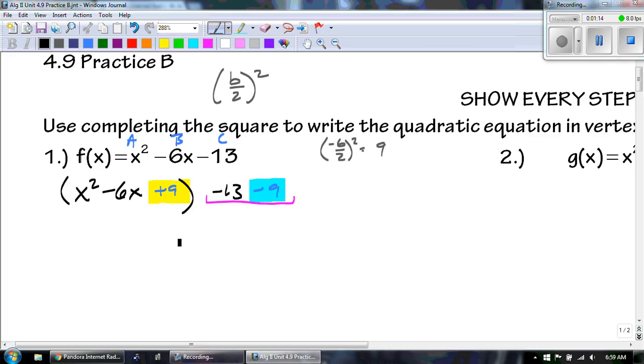parts. Okay, we want to factor the x squared minus 6x plus 9, so I'm looking for numbers that multiply to get 9 and add to get negative 6. Negative 3 times negative 3 is a positive 9. Negative 3 plus negative 3 is negative 6. So we get x squared minus 3x minus 3x plus 9.